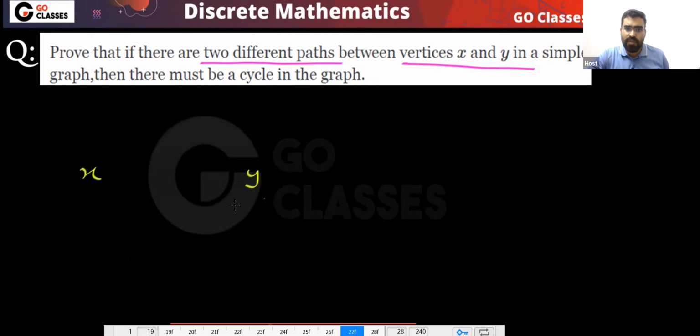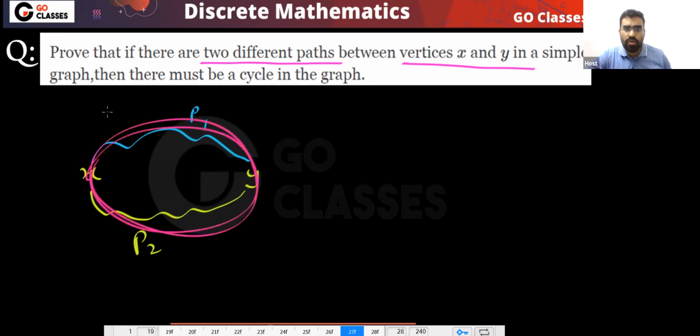Remember, you have x, you have y. There are two different paths. This is your path p1, and there is another path p2. Because you have two different paths, now you can notice there is a cycle. You can guarantee there is a cycle. Yes or no? So you have two vertices x, y, and there are two different paths between them. Then I can guarantee that there will be a cycle. Very simple. So this is your proof.